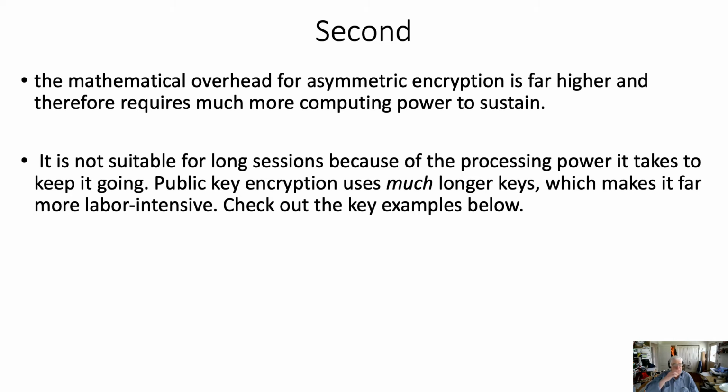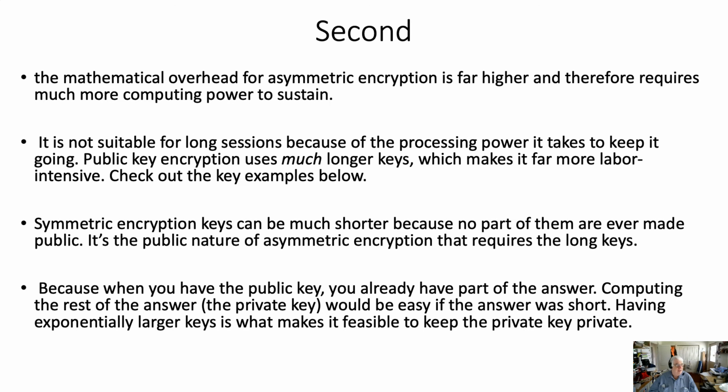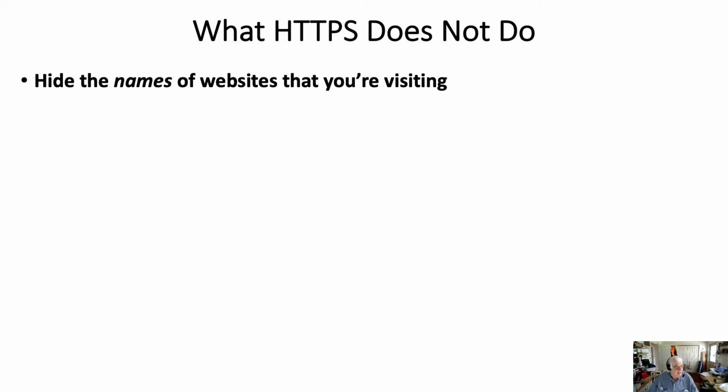Second, the mathematical overhead of asymmetric encryption is far higher and therefore requires much more computing power. It's not suitable for long sessions because of the processing power it would take off the server and the client. Public key encryption uses much longer keys, which makes it far more labor intensive. Check out the key example below. The symmetric encryption key can be much shorter because no part of it was ever made public.